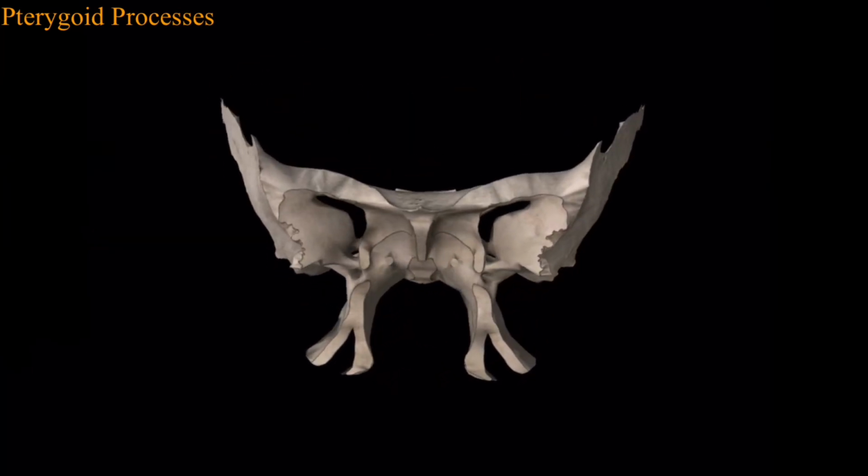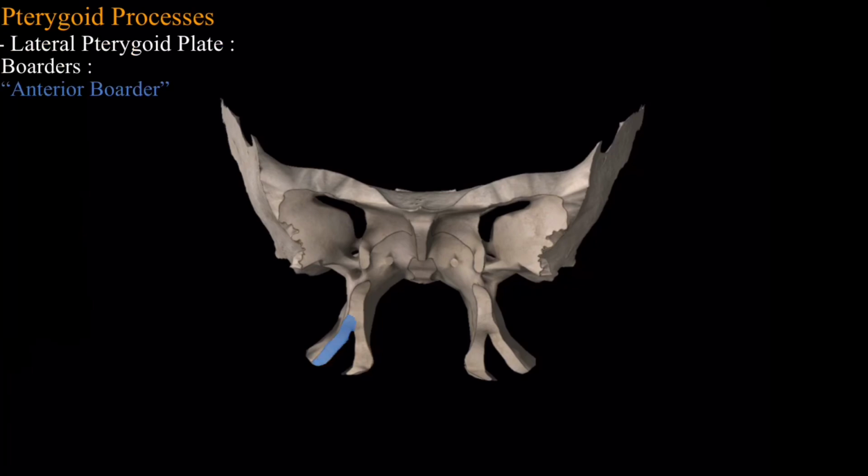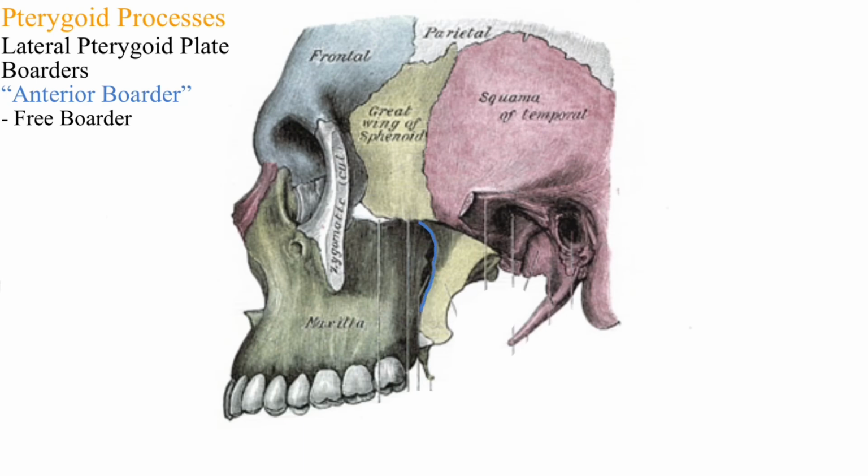We will begin with the lateral pterygoid plate. First, we will discuss the borders. This is the anterior border of the lateral pterygoid plate, and it is a free border. It does not articulate with any bone. As you can see in this diagram, the anterior border of the lateral pterygoid plate is free.